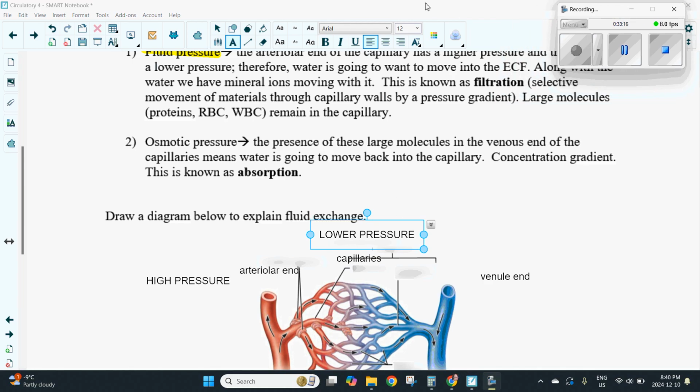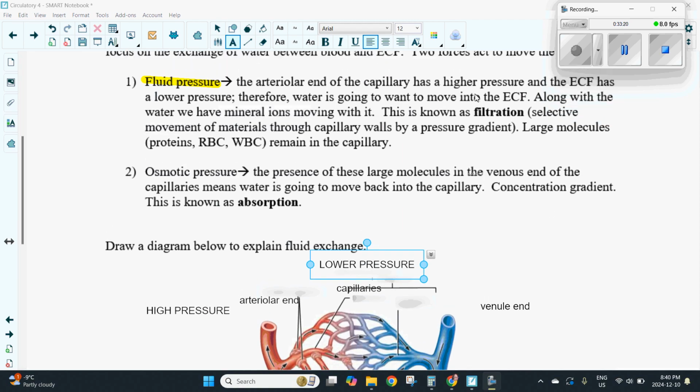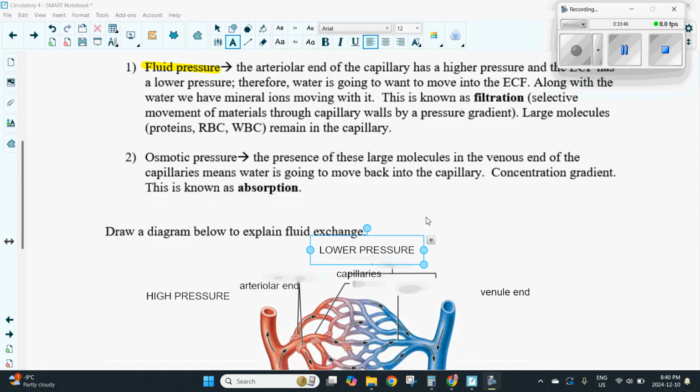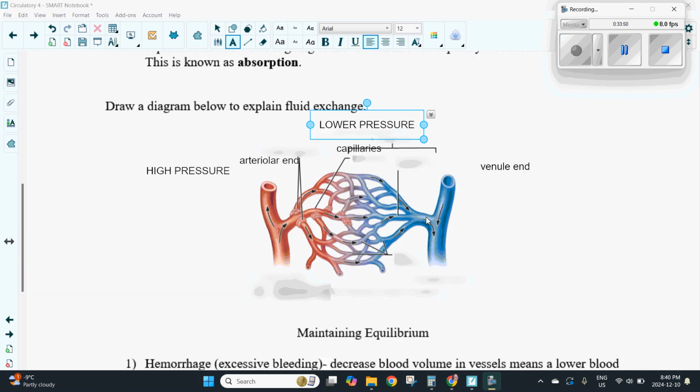So this means we have a high, so I'm going to go back up here. On the arteriolar end of the capillary, we have high pressure, and the ECF has a lower pressure. If you think back to our respiratory system, everything goes from high pressure to low pressure. So water is going to want to move into the ECF. Along with water, we have ions moving with it. This process is known as filtration. Large molecules like proteins, red blood cells, and white blood cells are going to remain in the capillary.